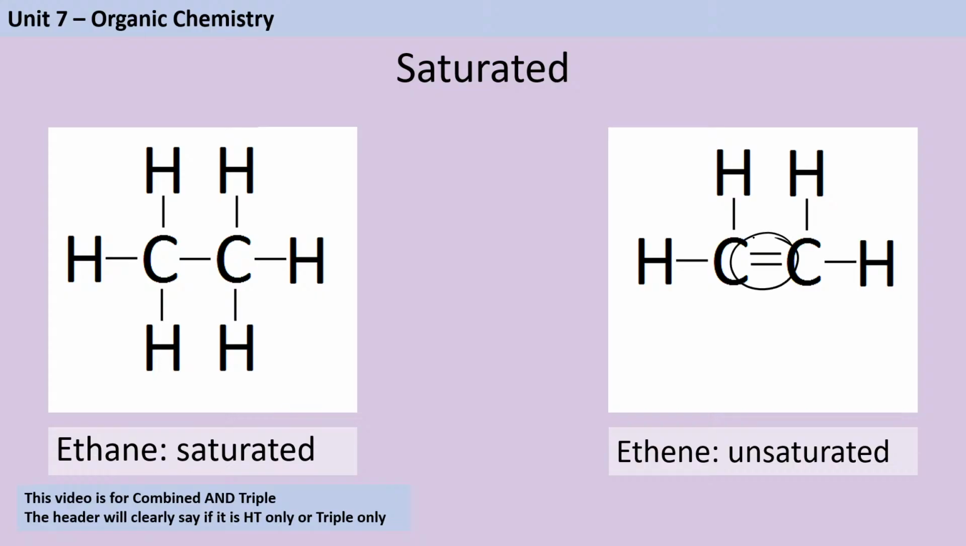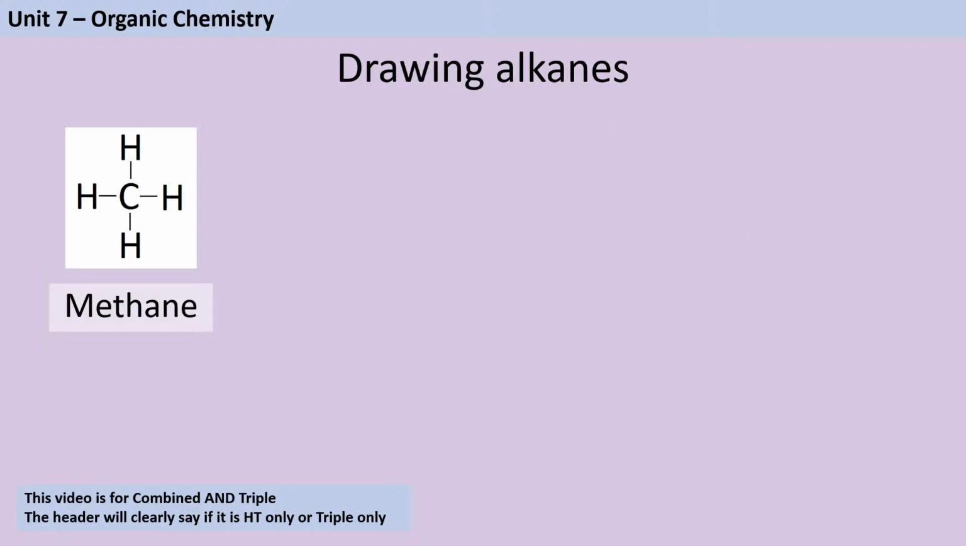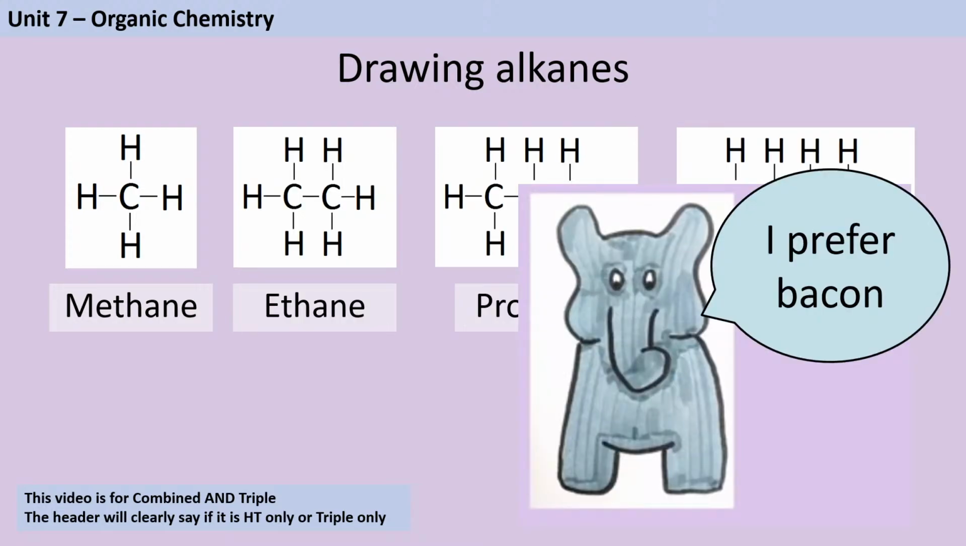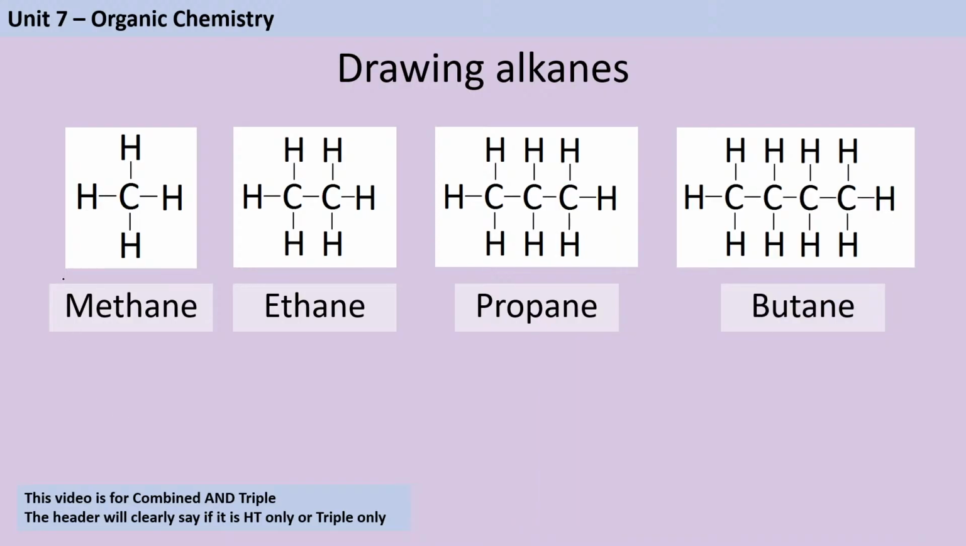as unsaturated. You need to be able to name and draw at least the first 4 alkanes, so hopefully you're quite familiar with those. And you might have encountered "most elephants prefer bacon" to remember their names. So most elephants prefer, I like the PR for prefer, and then bacon, and that's my way of remembering things. You might have lots of other different ways of remembering it, whatever works for you, frankly.